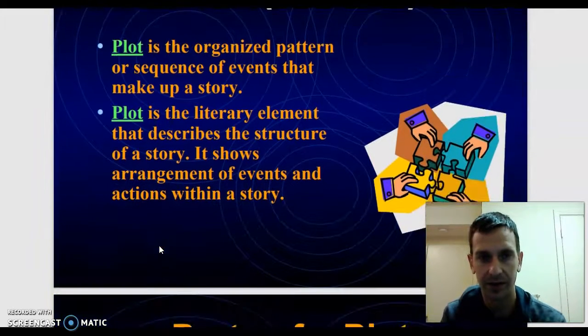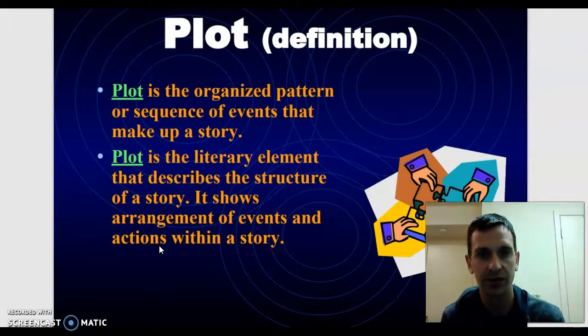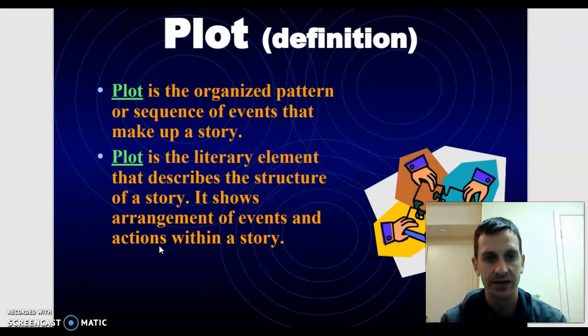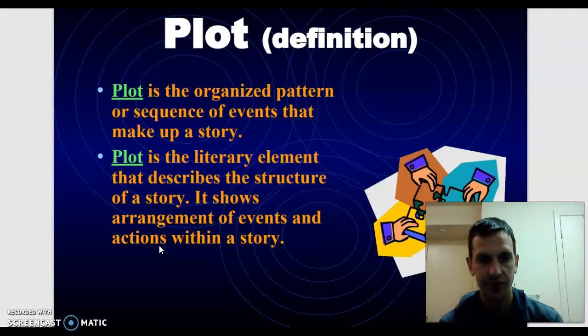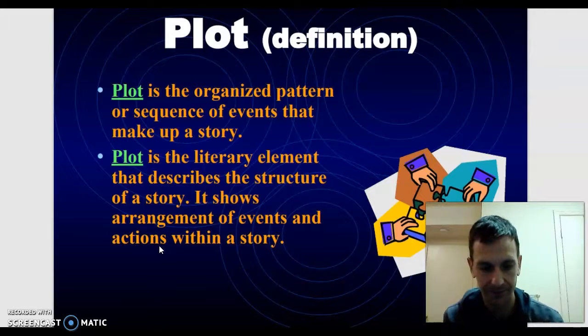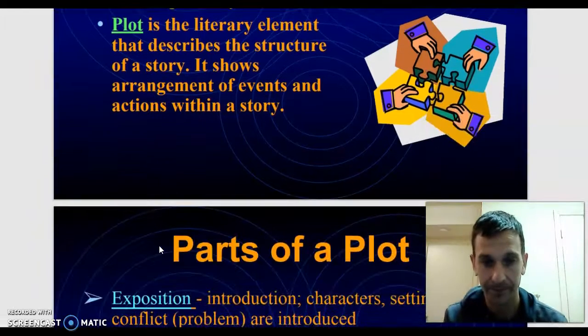All right, the plot. This is very important. This is probably one of the most important things. It's the organized pattern or sequence of events that make up a story. It's a literary element that describes the structure of stories. It shows the arrangement of events and actions within a story. All right, understanding how the story took place. What is the plot? How did it start? What happened? Where did we get to?